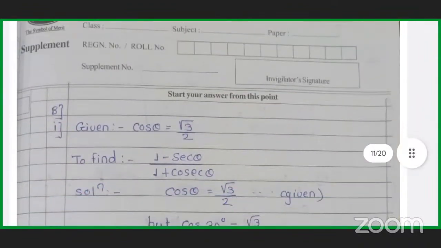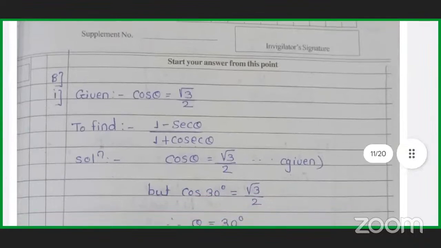Then we have to start question number 3b. Focus on what the question is. Cos theta is equal to root 3 upon 2. Then find the value of 1 minus sec theta upon 1 plus 2 sec theta. So here just focus on our trigonometric chart. Cos theta is equal to root 3 upon 2 is given.